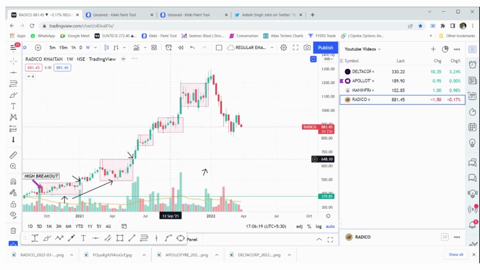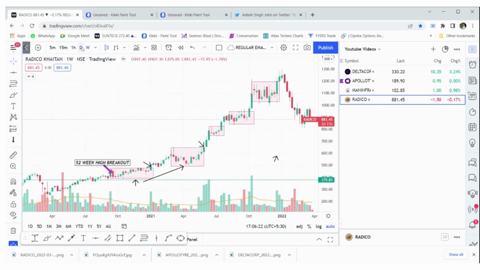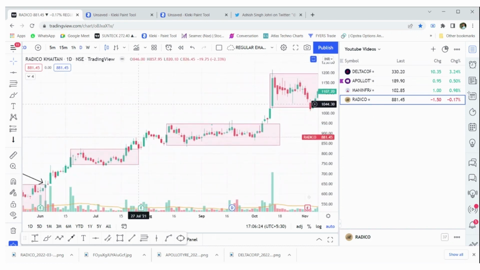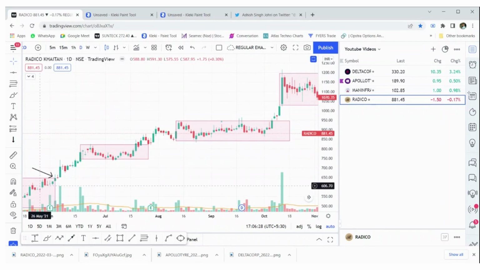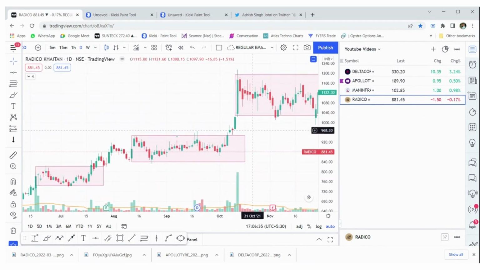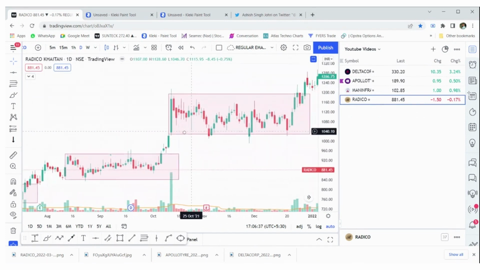The third example that I would be giving you is of Radico Khaitan in the daily time frame, right? Here we see on the daily time frame that the stock is having a prior uptrend, the stock is forming a consolidation area, and then the stock is again moving up. A similar structure you will see getting repeated over and over again.